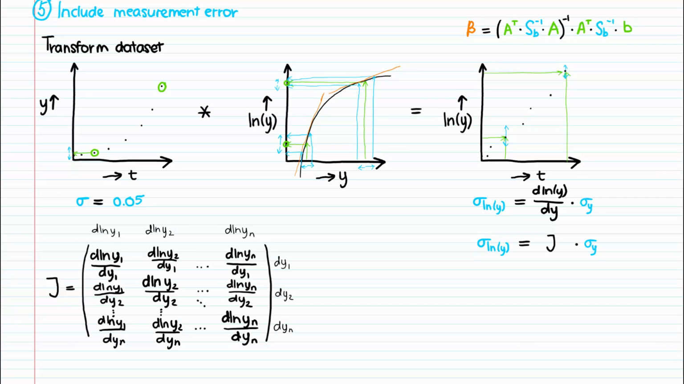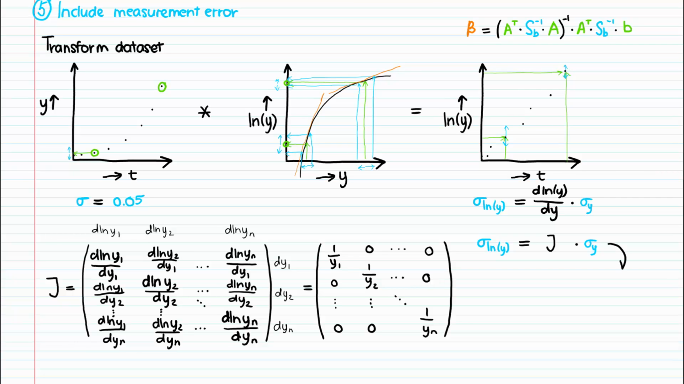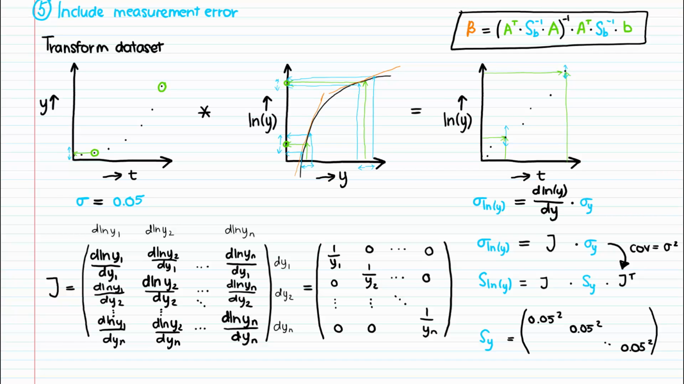Remember that the derivative of ln x is 1 over x. Thus, the derivative at the data points will be 1 over yn. All the other derivatives are 0. We can find the covariance matrix of ln(y) from the square of the standard deviation, which gives us this formula. Here, Sy is the covariance matrix of y, thus a diagonal matrix of 0.05 squared. We can now calculate mu with the formula that we've seen before, in which we had defined b as the logarithm of y.